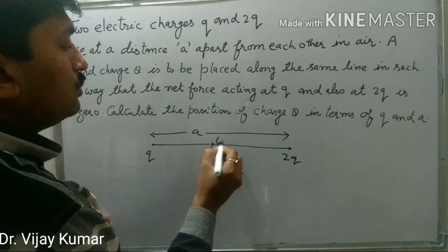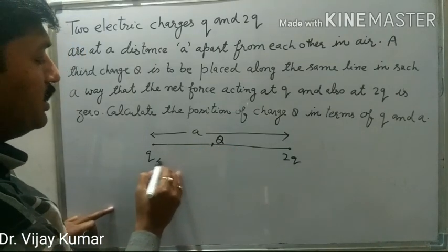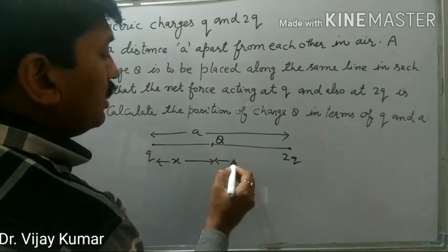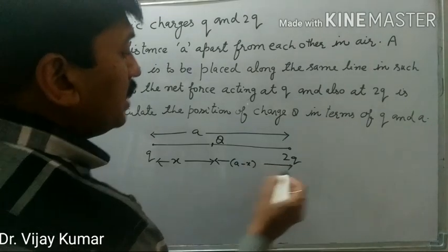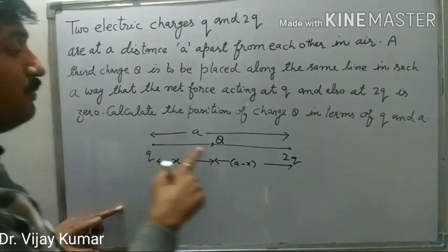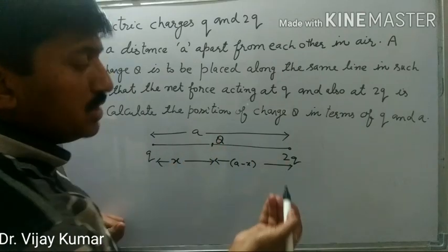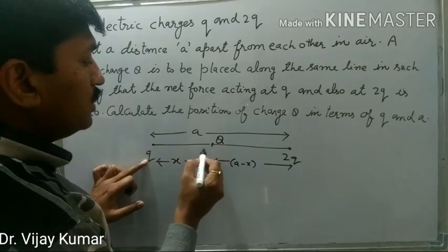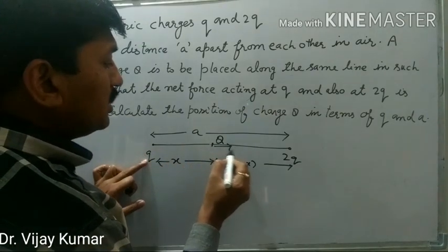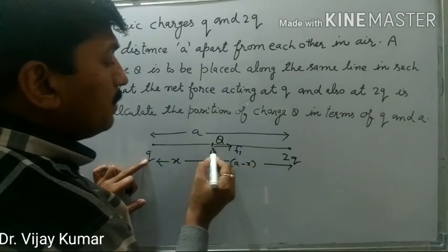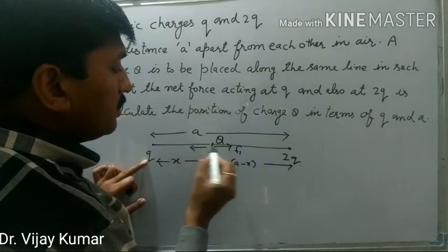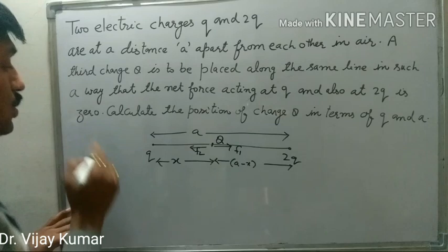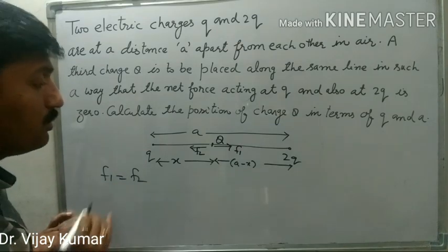Suppose this is the position of the third charge, and we consider that it is situated from small q at x, and it becomes A minus x from 2Q. Net force on this charge due to Q and 2Q is 0. It means we can consider force between small q and capital Q in this direction F1, and force between capital Q and 2Q in this direction, repulsive, F2. And net force is 0. It means F1 equal to F2.